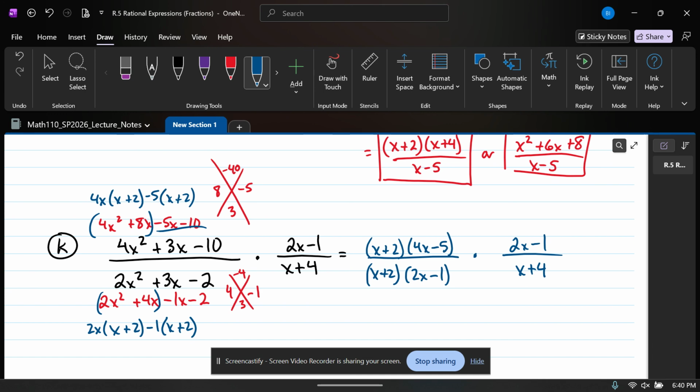So over here, I've got the factored form of everything. I factored this using my factoring skills. And now I'm doing the new thing, which is the simplifying of a multiplication problem with fractions. So what's going to cancel? X plus 2 cancels the x plus 2 vertically, and then diagonally I get a 2x minus 1 canceling each other.